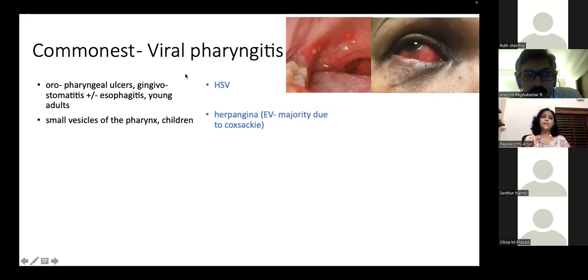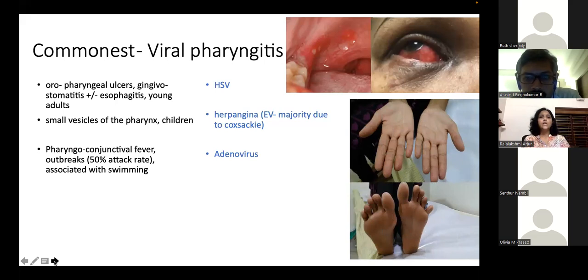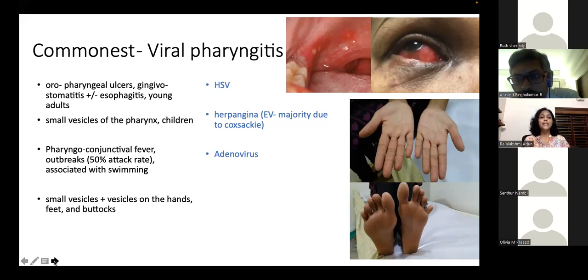If you have a red eye along with viral pharyngitis, then the commonest etiology is adenovirus, and it can happen in outbreaks, and it is associated with using swimming pools. If you find oral pharyngeal ulcers with pharyngitis and small vesicles on the hands, feet and buttock, then it is suggestive of hand-foot-mouth disease, again caused by enterovirus, the majority being coxsackie.